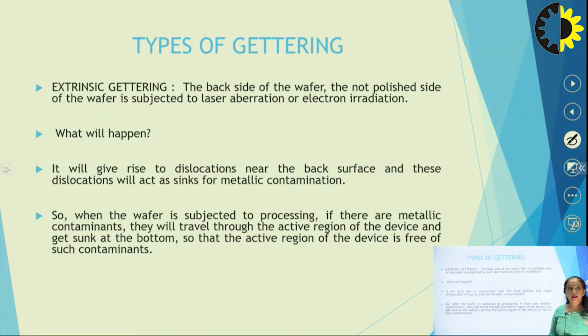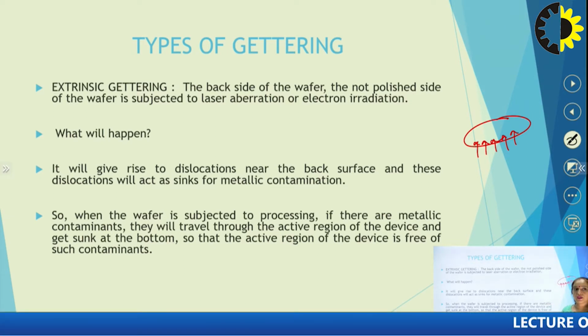There are two types of gettering. One is extrinsic gettering and the other one is intrinsic gettering. In case of extrinsic gettering, the back side of the wafer, which is not the polished side of the wafer, is subjected to electron irradiation. What will happen when we pass radiation or laser light to the back side of the wafer? Suppose this is the wafer, and at the back side of the wafer we pass some laser light. Okay, some radiation will be passed, meaning we intentionally create the sink to collect the metallic contamination.